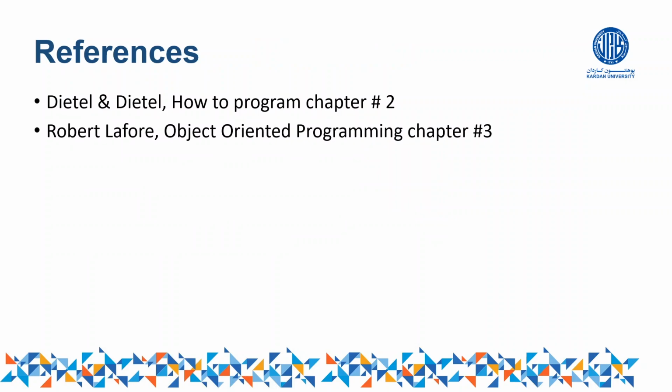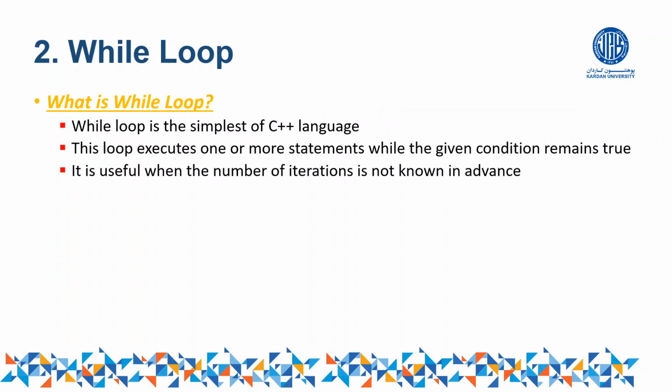For details, see How to Program, chapter number 2, and Robert Lafore's Object Oriented Programming, chapter number 3. So you can find while loops, do while loops, as well as for loops in these two different books, in two different chapters.